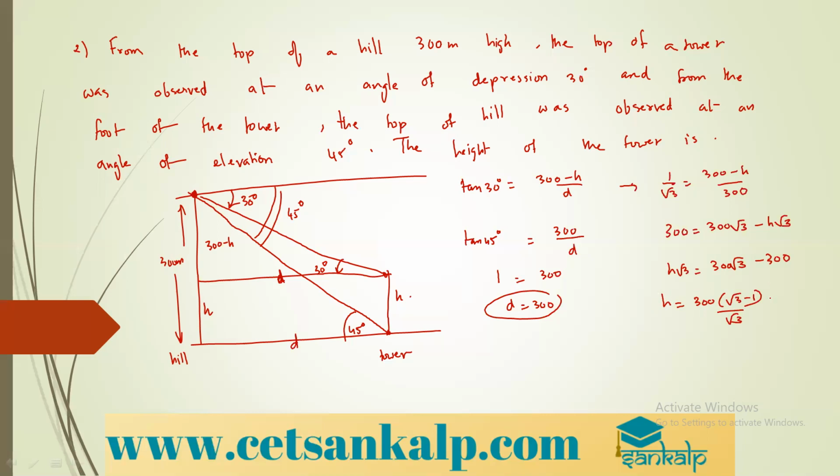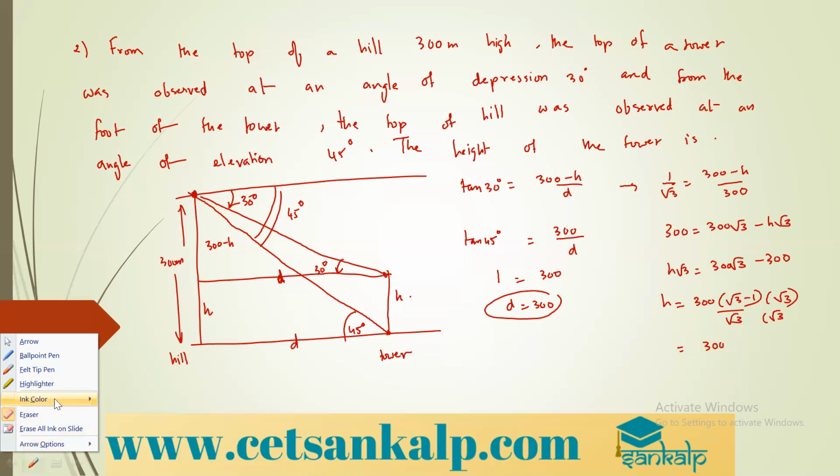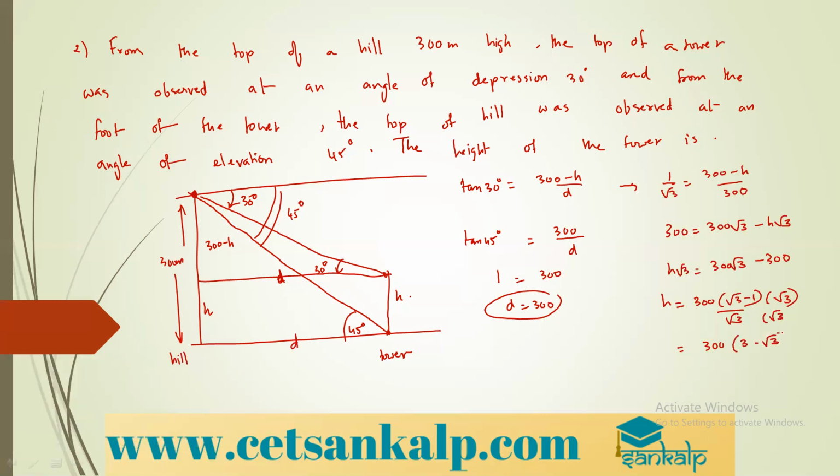So you can rationalize this by multiplying root 3 up and root 3 down. So you have 300 into 3 minus root 3 by 3, or 100, because in the options you are given 100 into 3 minus root 3 meters. That is the height of the tower.